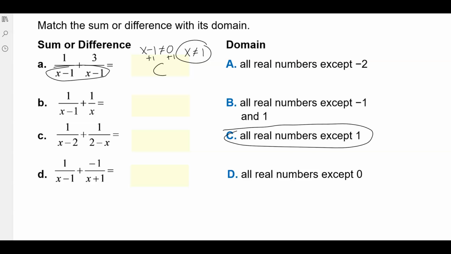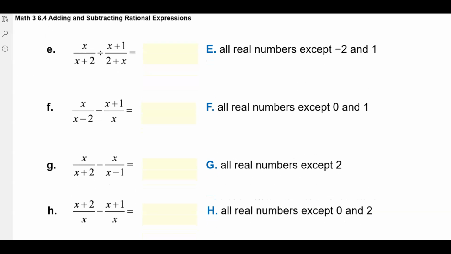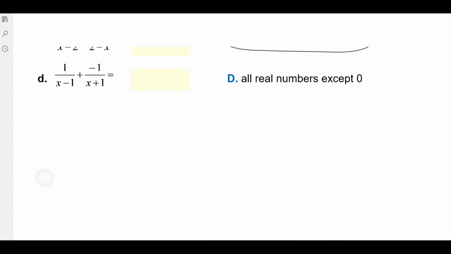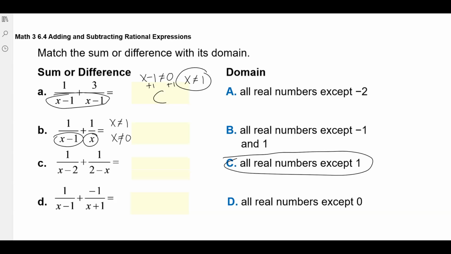All right, the next one, we have x minus 1 and x. So we know that x minus 1 is x cannot equal 1 because we just did it above. And then x, remember when it's an x by itself, it's just 0. So you'll have x cannot equal 0. So now we're looking for all real numbers except 1 and 0. So we look, A, B, and D don't work. So we'll scroll down. So we're looking for 0 and 1. And we find F is our only option.